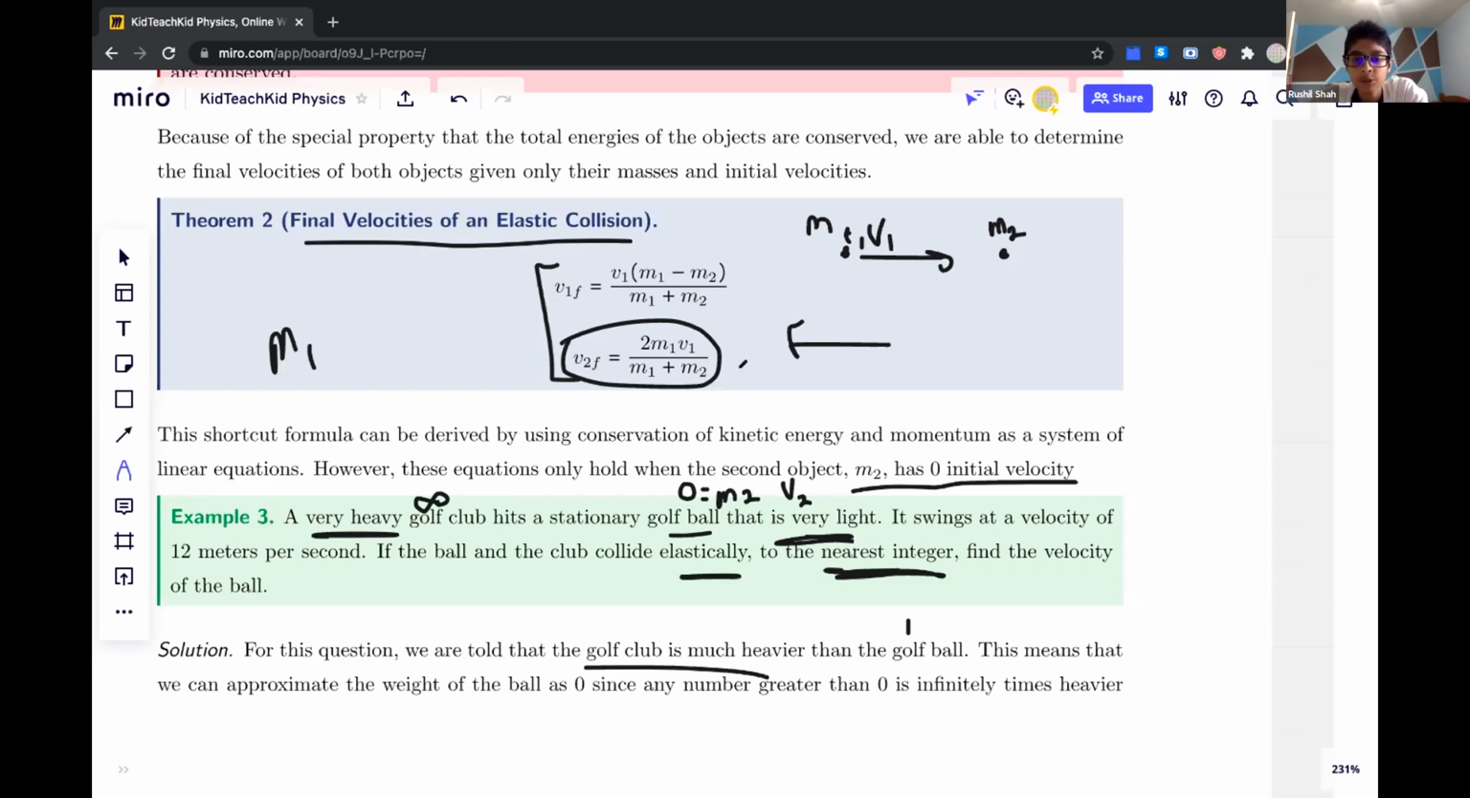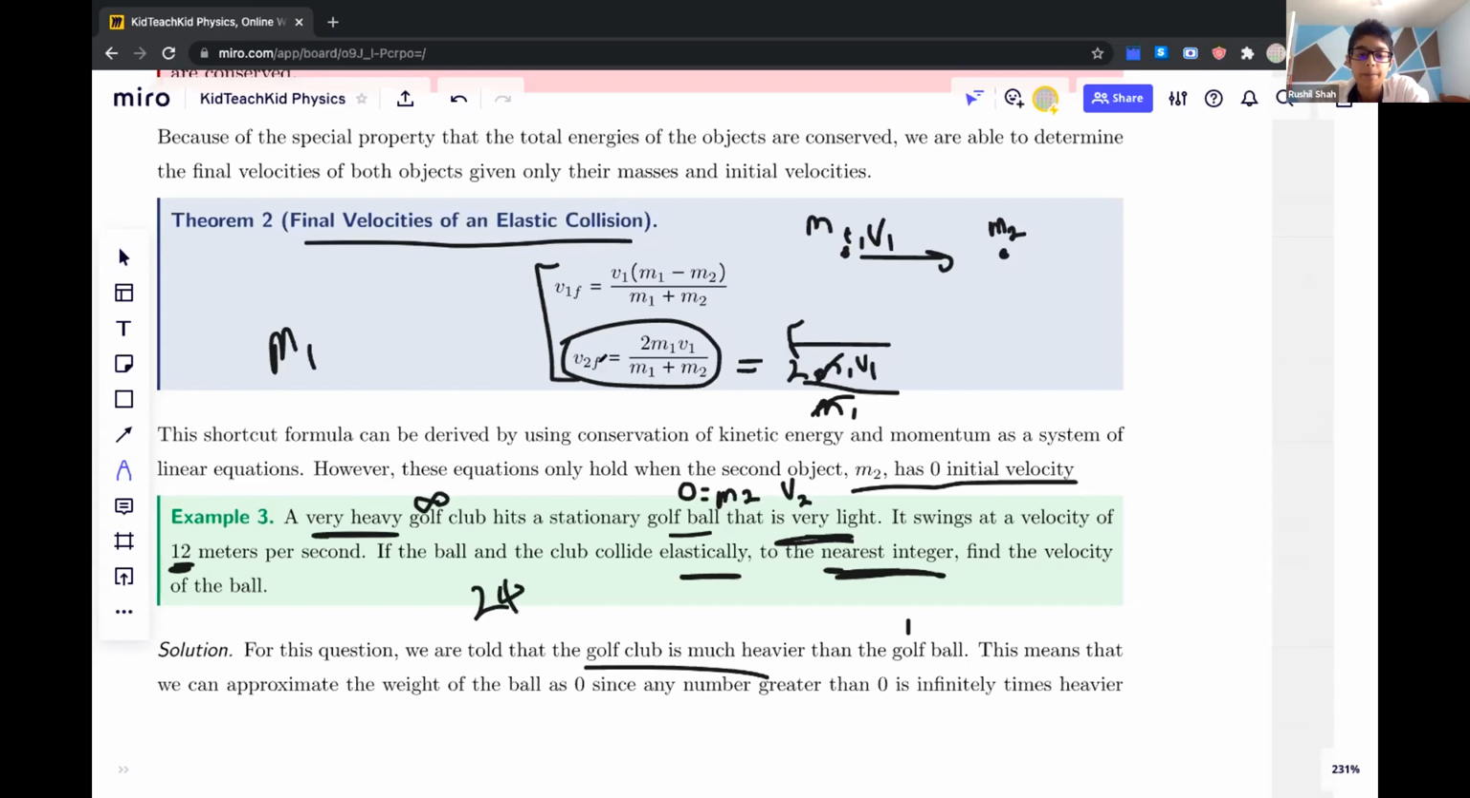But we already know that m2 is 0. So if we plug in 0 into the equation as m2, we get 2 times m1 v1 over m1 plus m2. But m2 is 0, so it's just m1. And you see that m1 cancels out in the numerator and denominator because it's there twice. So the velocity of the golf ball will just be 2 times the velocity of the golf club. And the velocity of the golf club is 12 meters per second. So the velocity of the ball will be 24 meters per second.